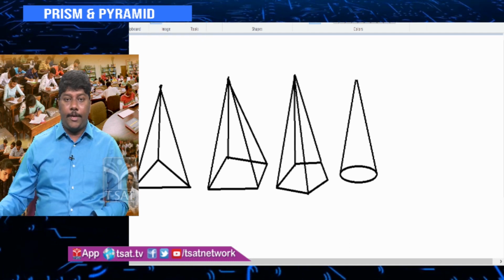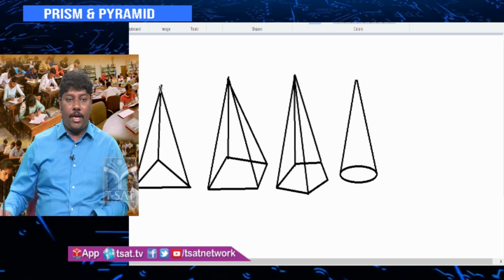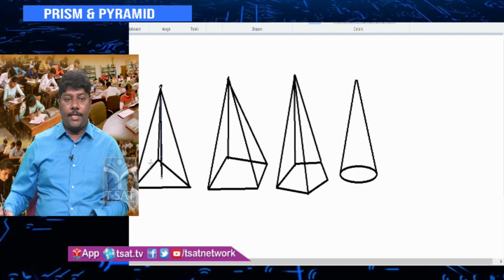Now, see, try to understand here. This green colored line, the one which I am drawing to the apex, to the incenter of the base, to the incenter of the base.